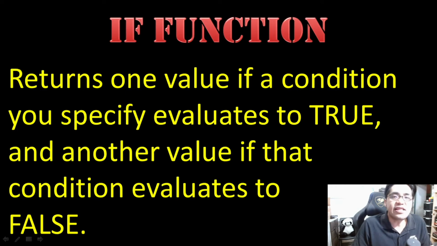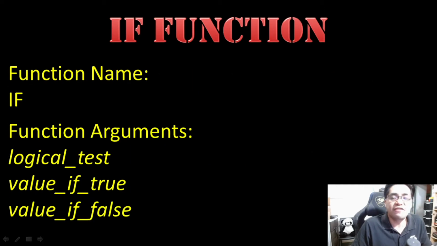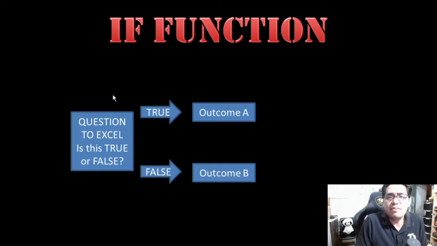If you've already seen the video on the basics of the if function, this is just a short review. The if function returns one value if a condition you specify evaluates to true and another value if that condition evaluates to false. For the if function, the function name is if, and for your function arguments, you have your logical test, and then your value if true, and then value if false. From our previous lesson on the basics of the if function, this is the structure of the if function that we've been dealing with so far.